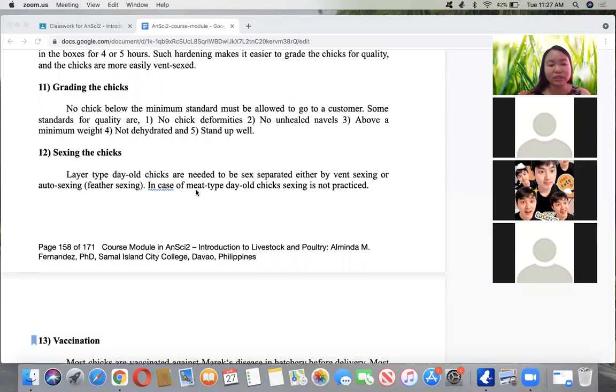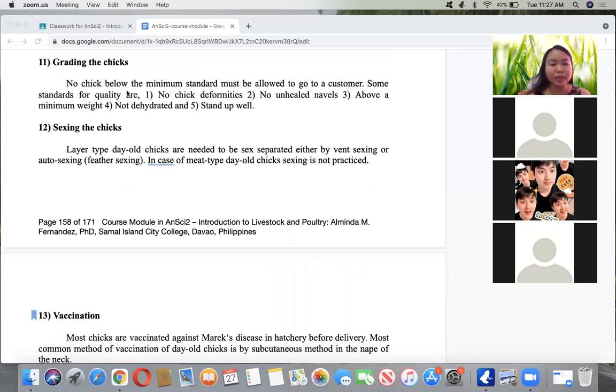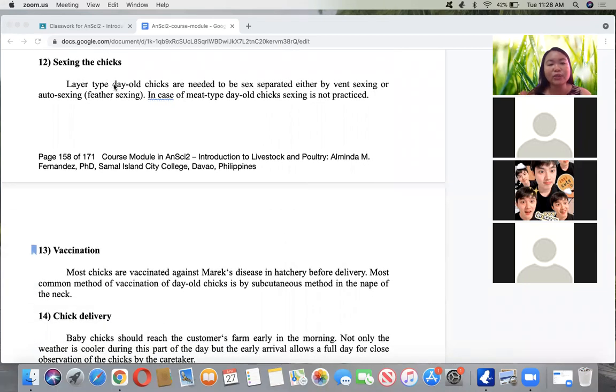So makikita na yung sex nila. Mas easier. So for the grading ng chicks, no chick below minimum standard must be allowed to go out to a customer. So kailangan within the quality standards such as no chick deformities, no unhealed navels, above minimum weight, not dehydrated, and can stand up well. So how do you sex after that? How do you sex the chicks?